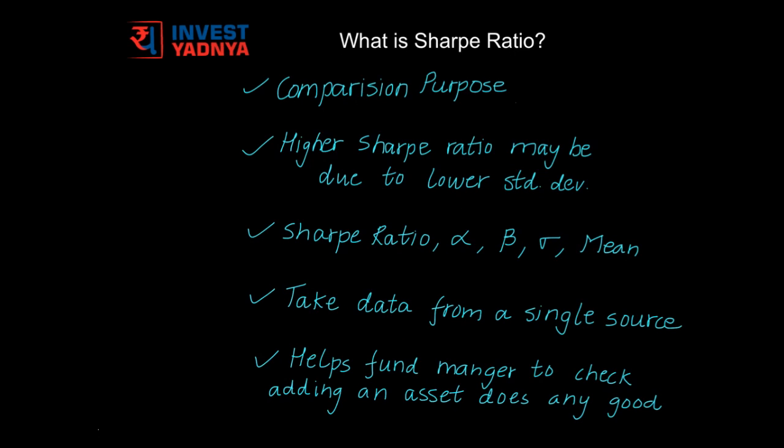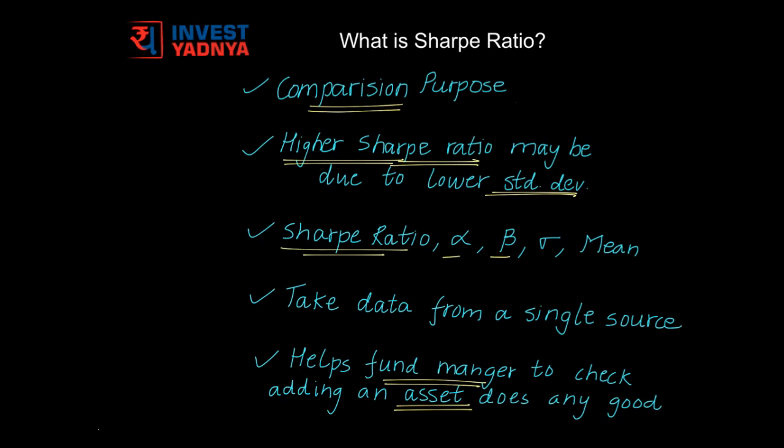Sharpe ratio is a single figure and it is only useful when you compare funds or compare a fund with its benchmark. Sharpe ratio also helps a fund manager evaluate whether adding an asset is doing any good to the returns of the portfolio. It is assumed the higher the Sharpe ratio, the better it is, but at times the Sharpe ratio may be higher due to lower standard deviation, that is, a lower denominator. So either you'll have to check how the Sharpe ratio is being calculated or look at Sharpe ratio along with other parameters like alpha, beta, standard deviation, mean, etc. to get a clearer picture of the returns generated by a fund.